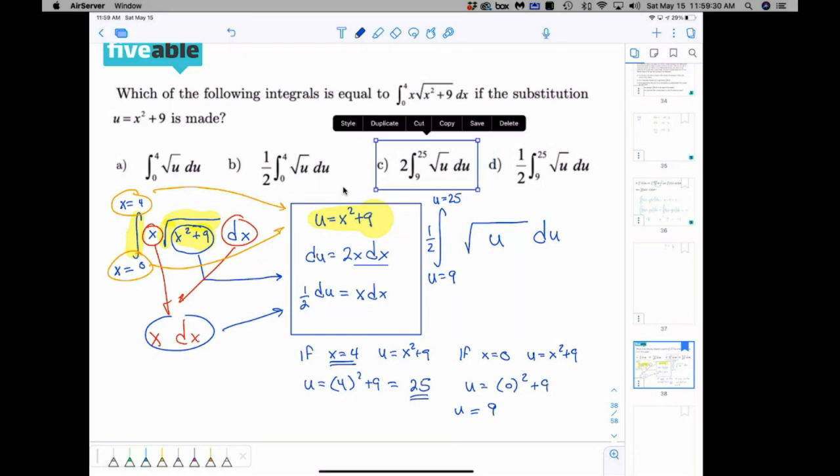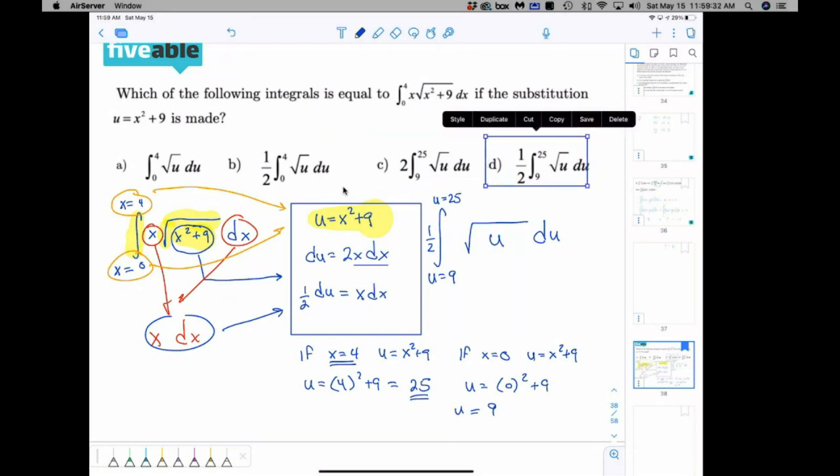Oh, I'm sorry, my mistake. I almost made a mistake. Answer D, my mistake. Again, it's a 1/2 out in front, not a 2. It's very easy to make that mistake. So you guys be careful when you're taking that exam tomorrow, okay? So it's 1/2 out front with a lower bound of 9 and an upper bound of 25. And of course, the square root of u du is what we're going to integrate. Very common question. Remember to bring your bounds over, okay?